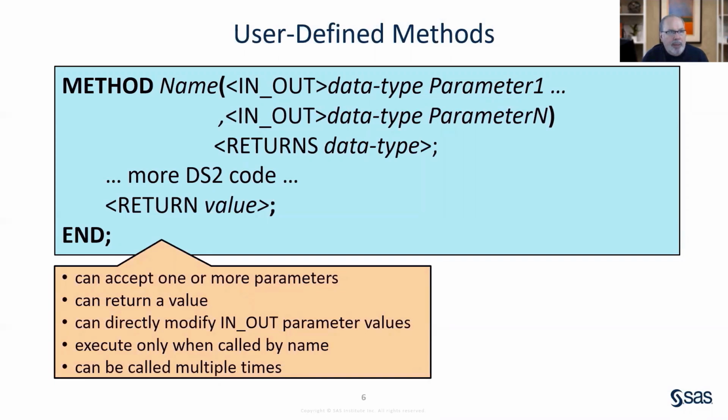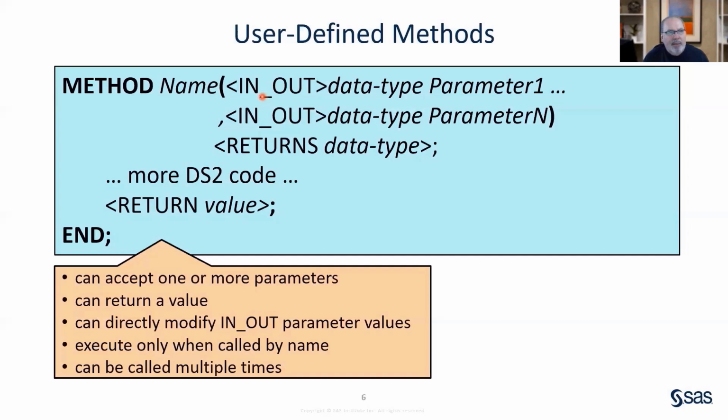Your method can return a value. You should say returns if it's going to return a value and specify the data type. And then in the method code, you'll have to explicitly code a return statement that returns the value in question. But your method can also modify some of its parameters. In object-oriented programming, we frequently refer to these types of parameters as being passed by reference.